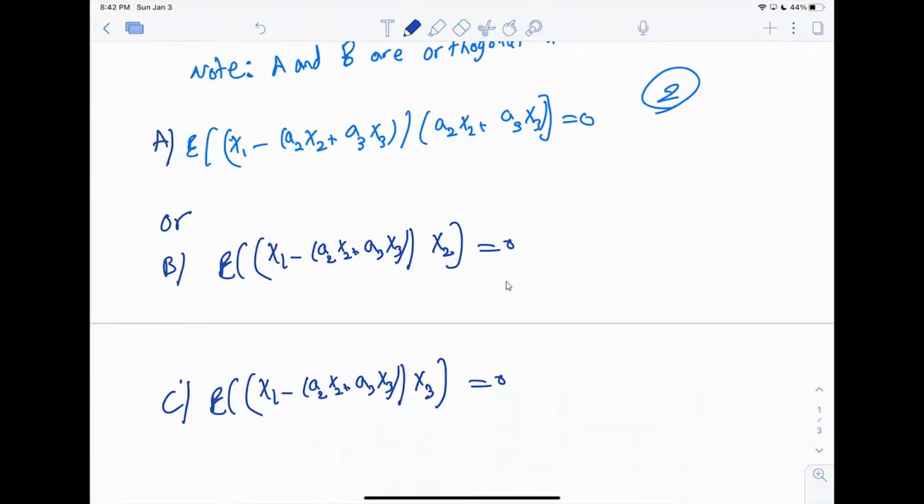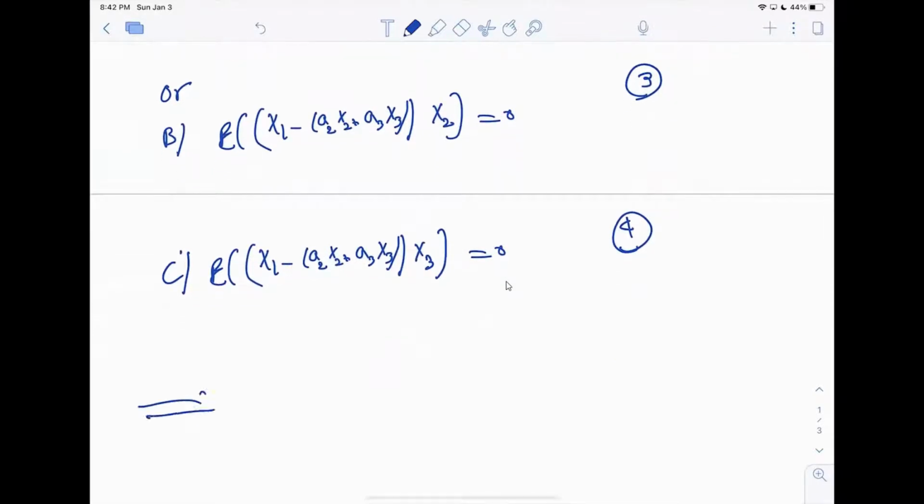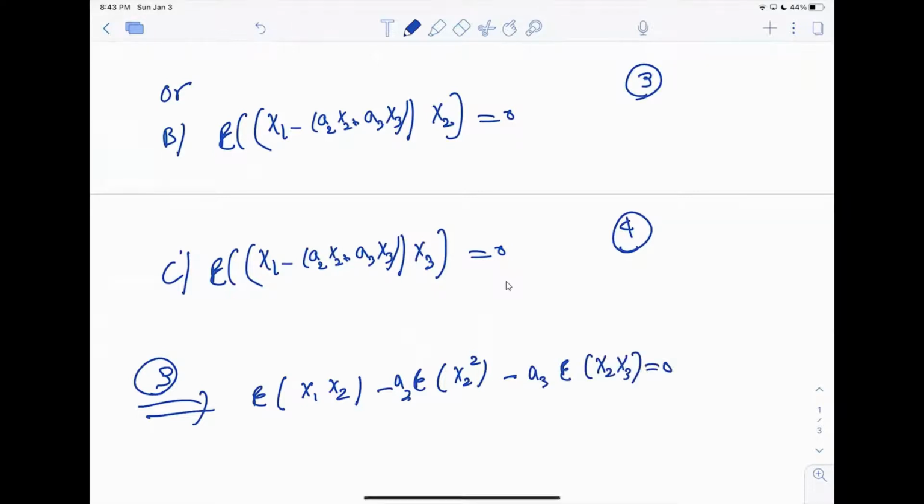So let's call this one equation 3, and this one equation 4. Let's write this a little bit more. From 3, if you simplify that, you get the expected value of x1 x2 minus a2, which, remember, is deterministic, times the expected value of x2 squared, minus a3 times the expected value of x2 x3, equal to 0. So that would be a valid expression. Now you could actually find the estimator using this, right?